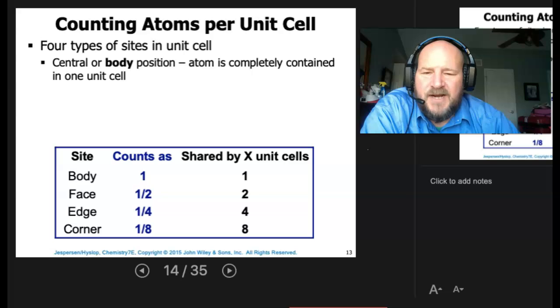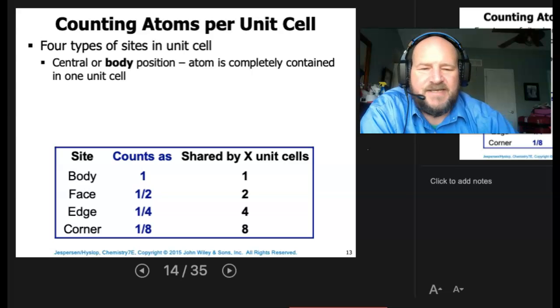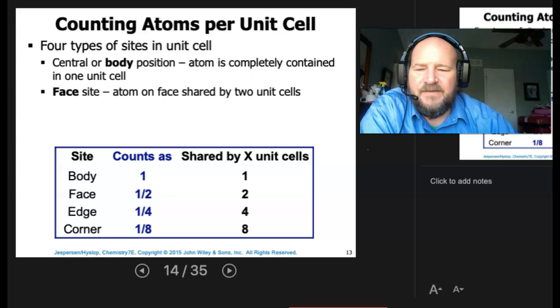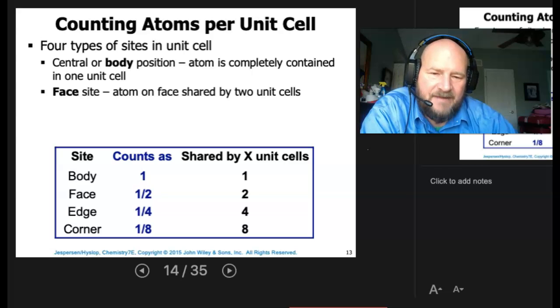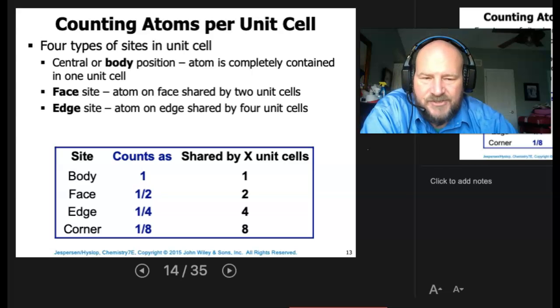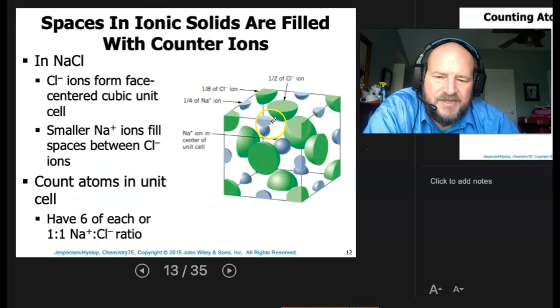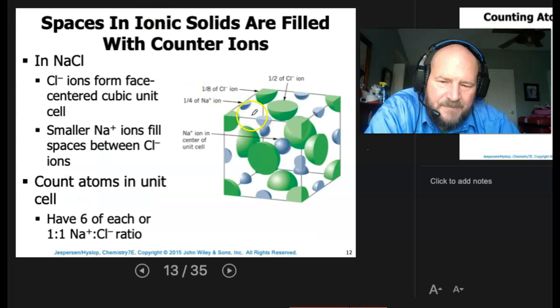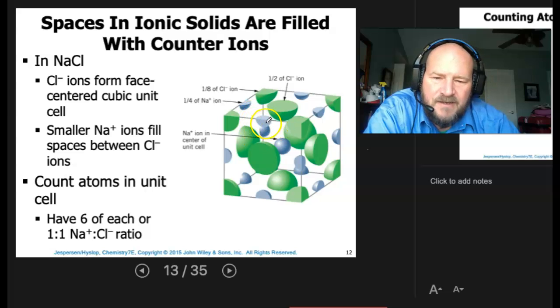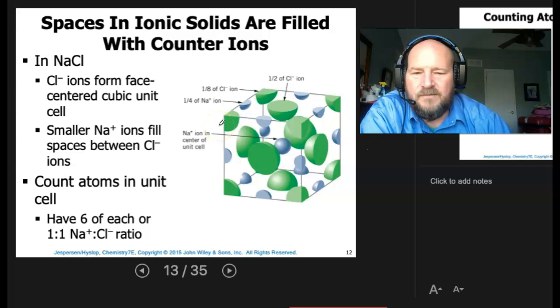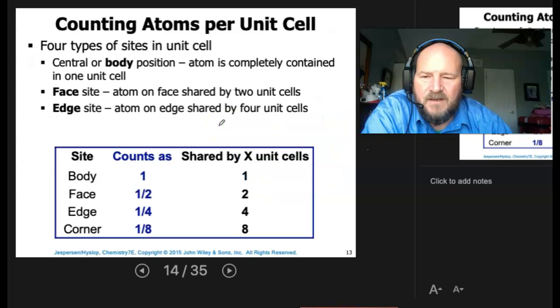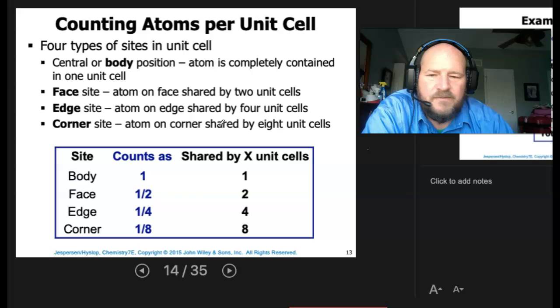So central or body position, atom is completely contained in 1 cell. The face site is where it's going to be a half, and then the edge, if we go back and take a look, so here you can see you have an edge where the top part of the atom is missing, and then the one side of the atom is missing, and so what we have left is a quarter. And then finally our corner will be the 1/8.